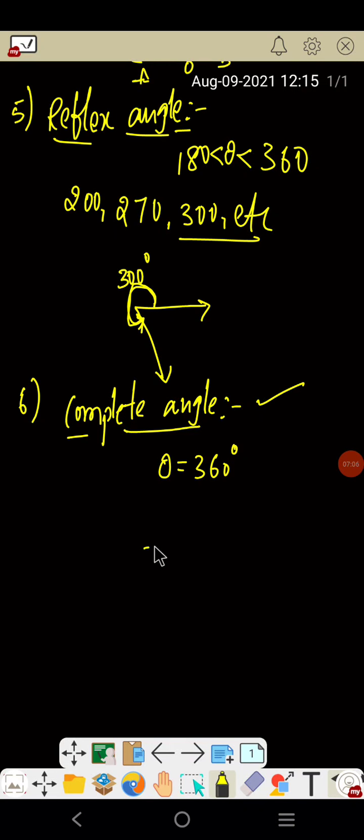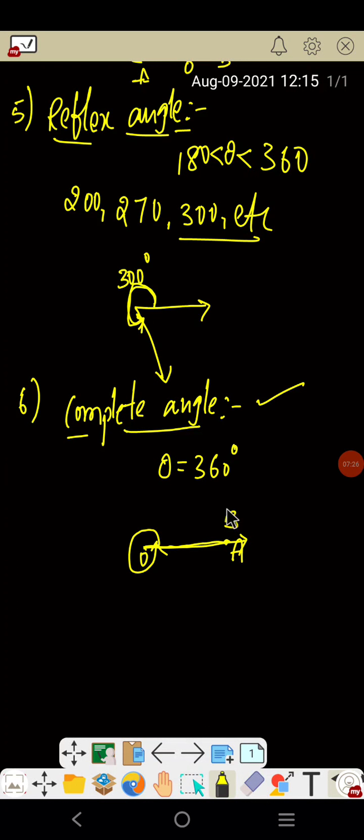Assume this is the OA ray and the OB ray is moving like this in the anti-clockwise direction, and it completes one complete rotation. Again OB coincides with the OA ray. Both rays coincide, so that means one complete rotation is completed.